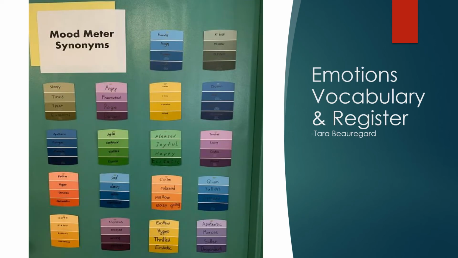A further activity that can be done to develop students' notion of register is the paint strip activity. This particular example shows mood meter synonyms. Students can learn about the different nuances between mood words or emotion words. This is so important, not just for school, but for their lives.